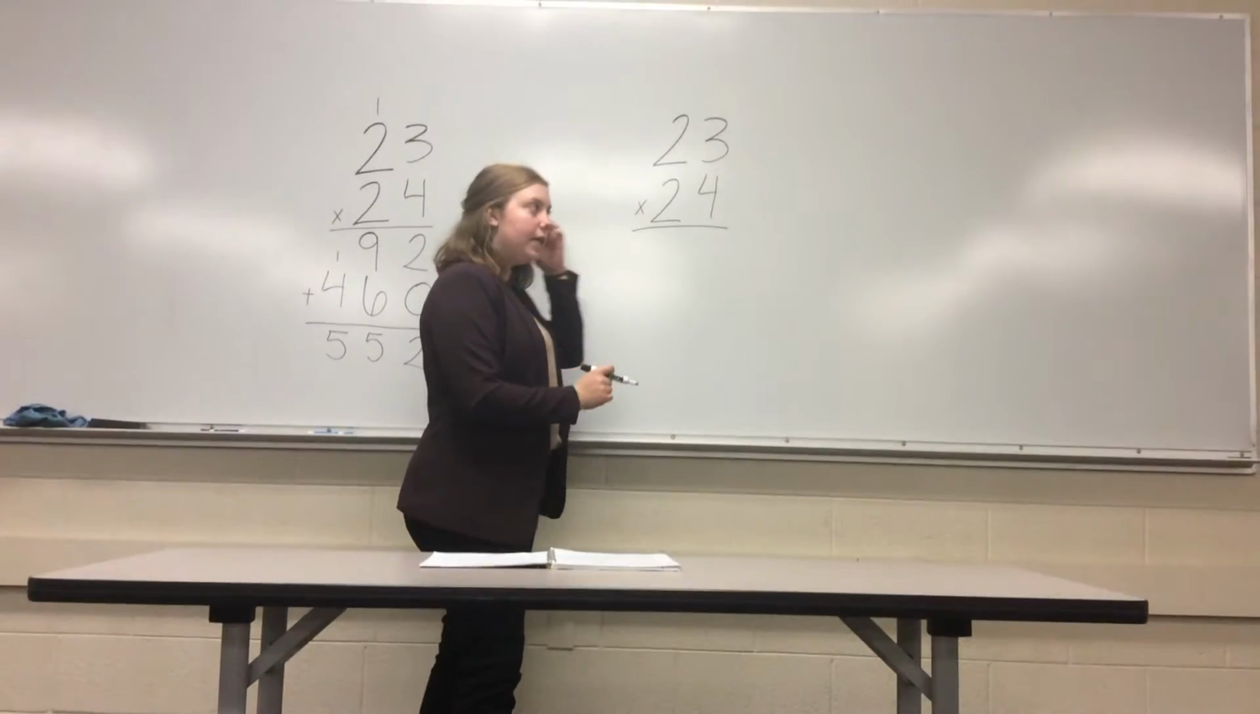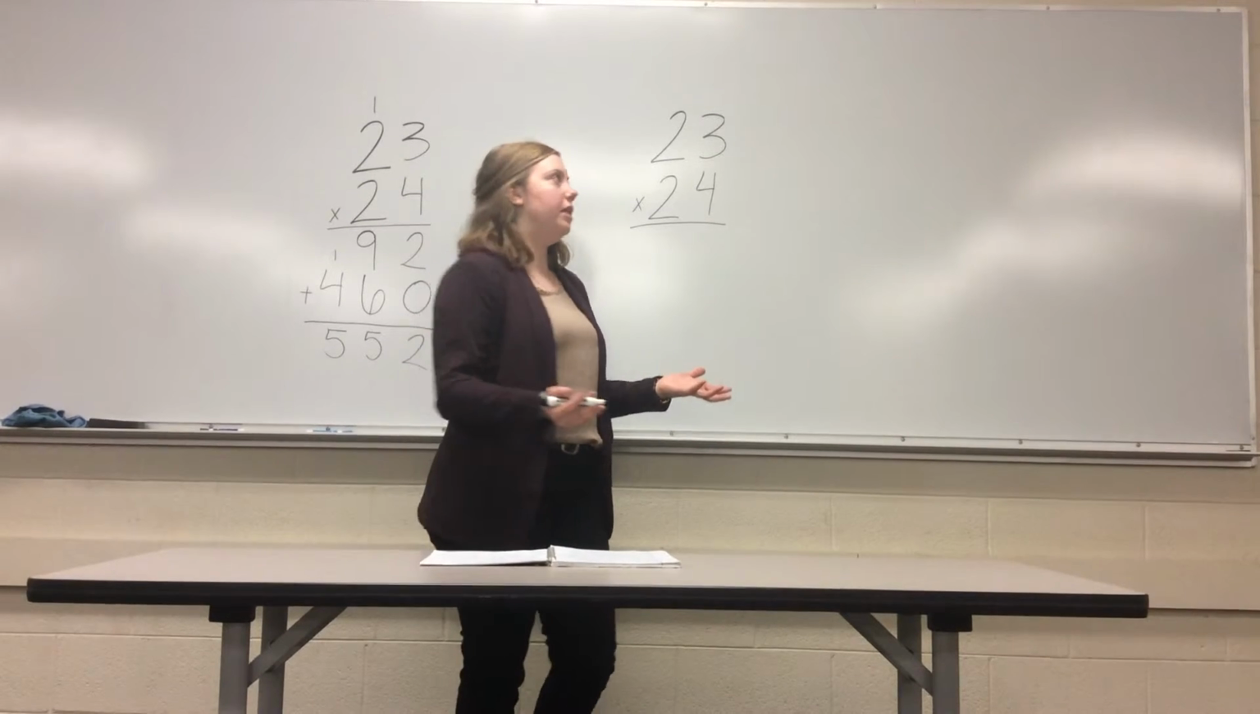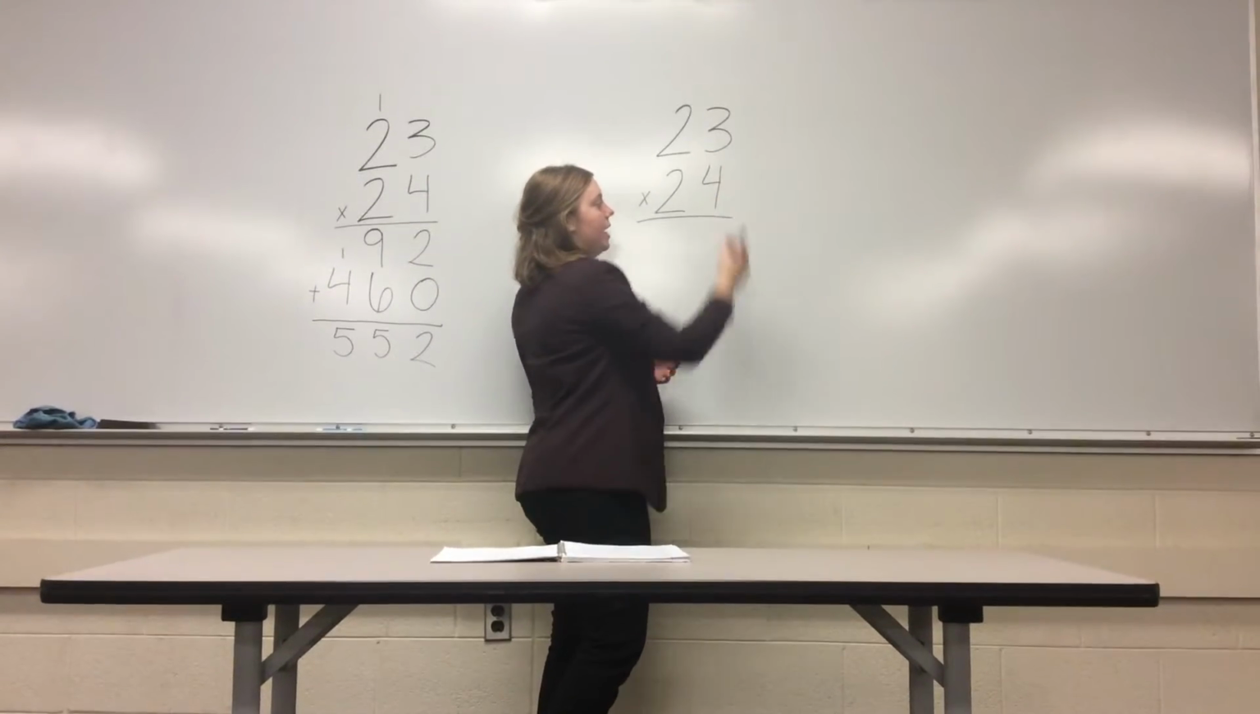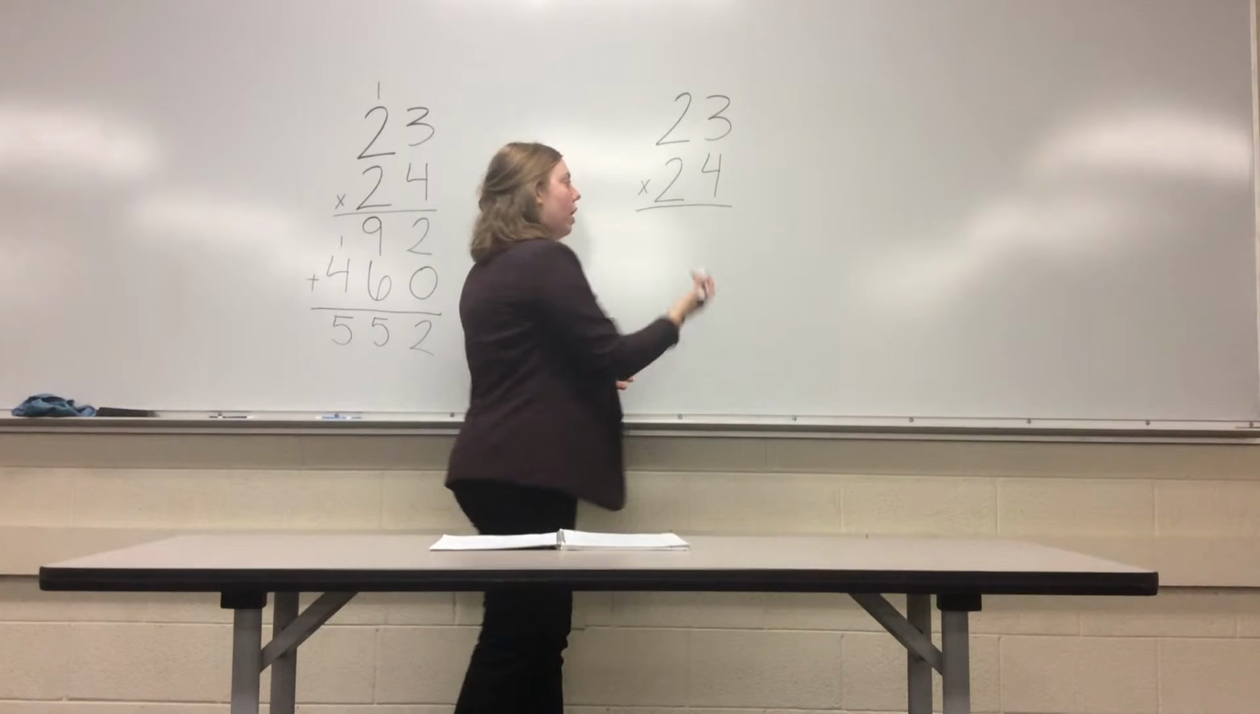So what we have first is we are still going to first multiply the units. So 4 times 3 is 12, but instead of carrying the 1, we're just going to write 12.